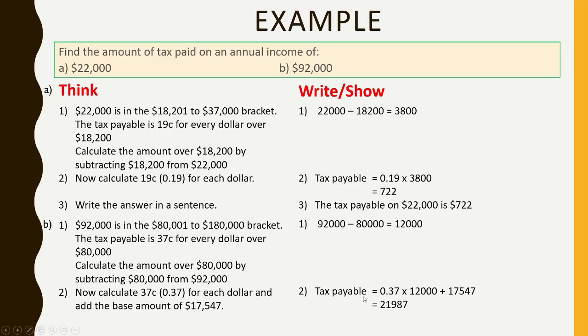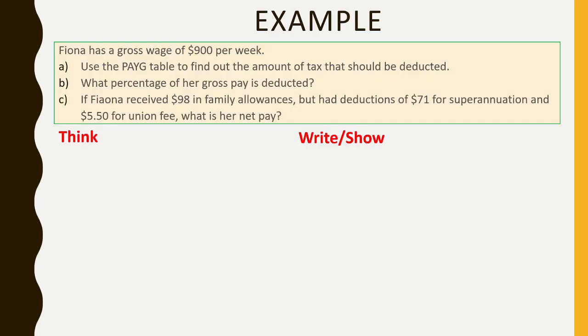So the tax payable is going to be 0.37 times 12,000 plus 17,547. We type that in our calculator, we get this answer, which is 21,987. And again, we write it as a sentence. The tax payable is $21,987.